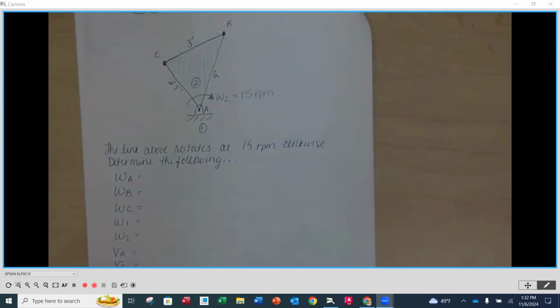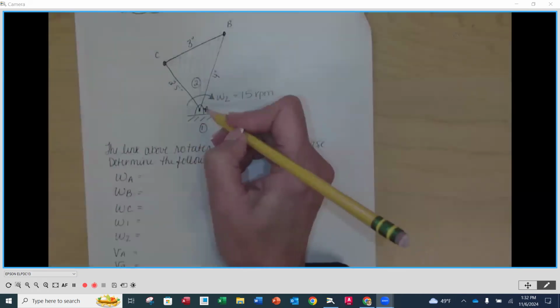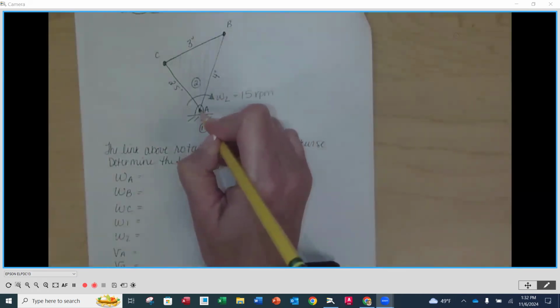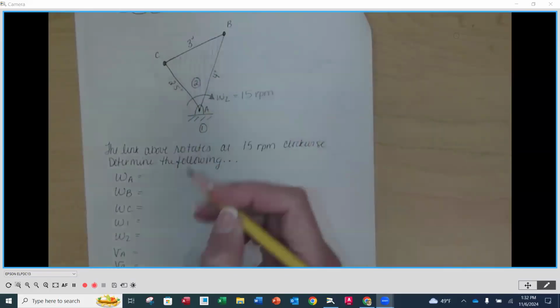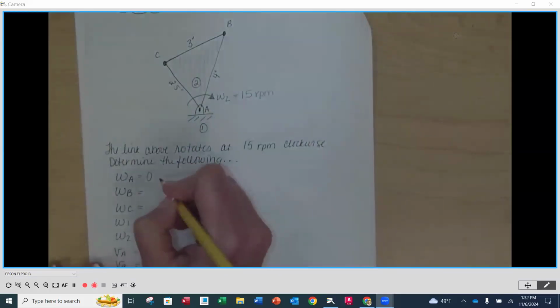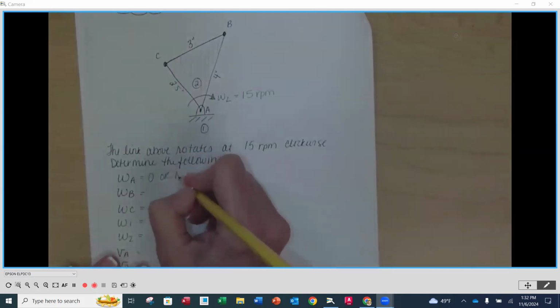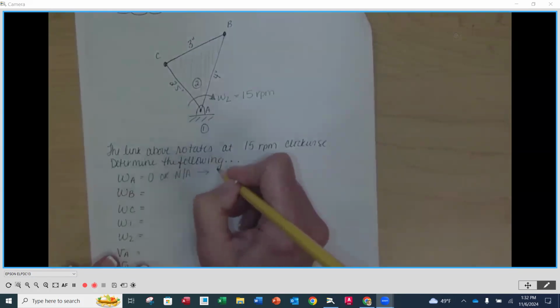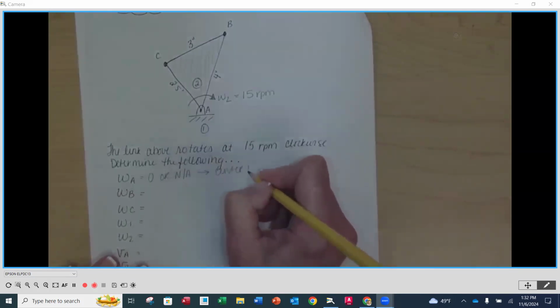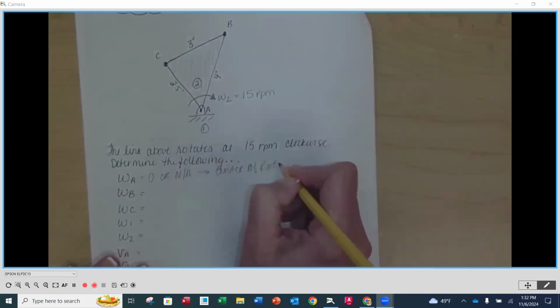So if we look at W for A, or the angular velocity of point A, what would we put here? Exactly, 0 or NA is what Liam said. The reason being is because it is a fixed point that is not moving. It's just the point of rotation. So you can do 0 or not applicable. And again, it's the center of rotation.